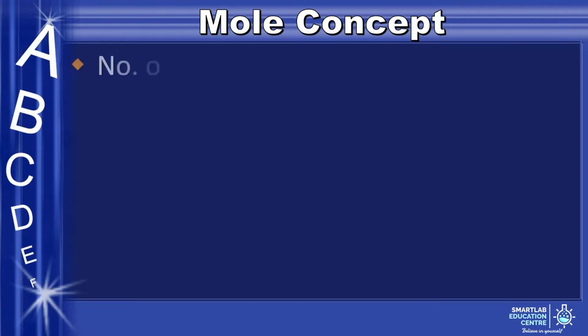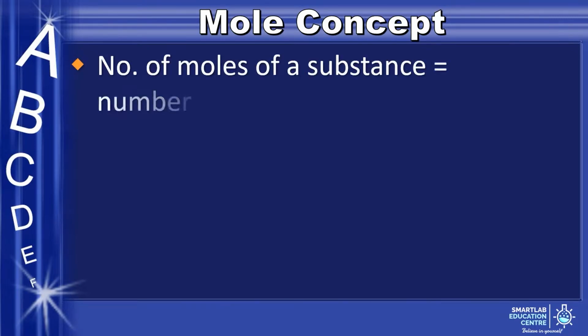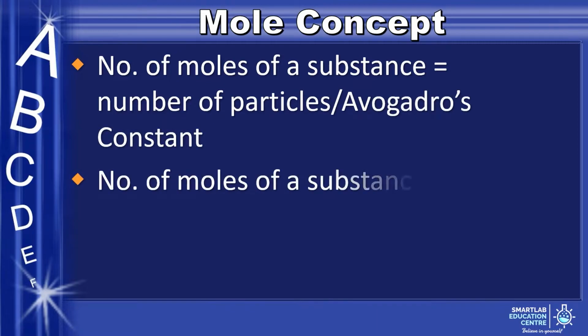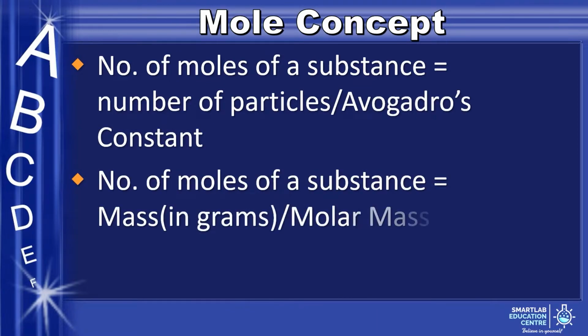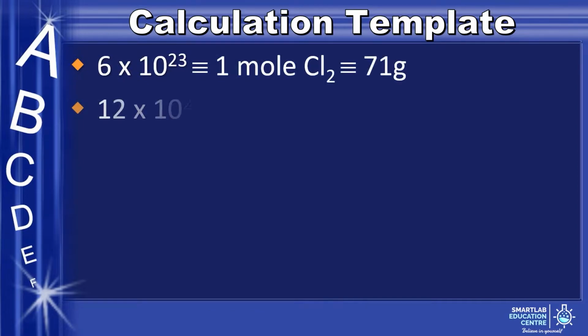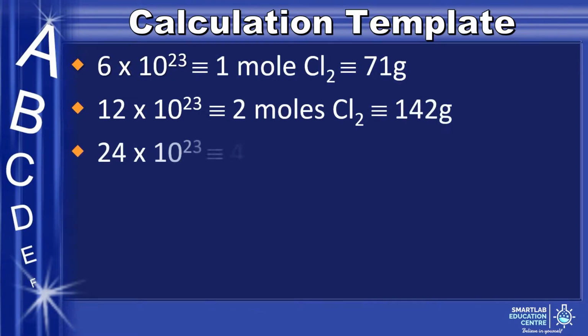The number of moles of a substance is equal to the number of particles divided by Avogadro's constant. The number of moles of a substance is equal to mass in grams divided by its molar mass. Here is the calculation template, where the number of atoms can be represented in moles as well as mass in grams.